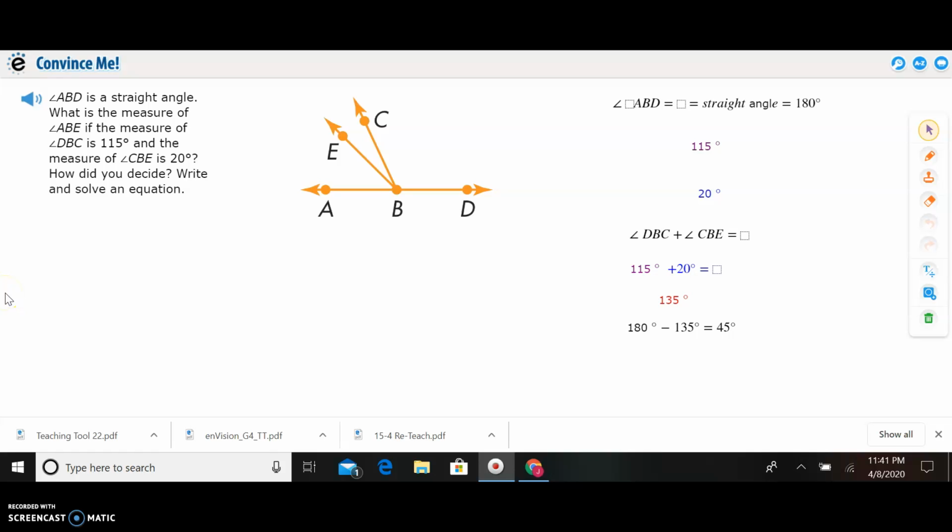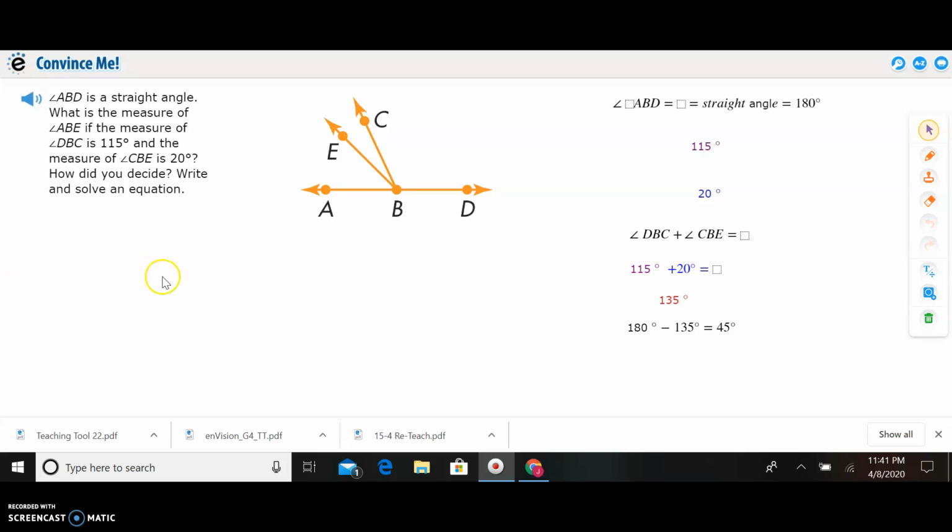Okay, guys, so here we go with the convince me problem. Angle ABD is a straight angle. What is the measure of angle ABE if the measure of angle DBC is 115 degrees and the measure of angle CBE is 20 degrees? How did you decide? Write and solve an equation.